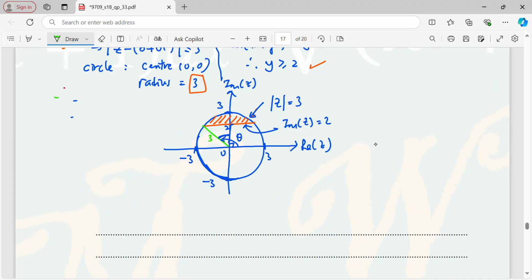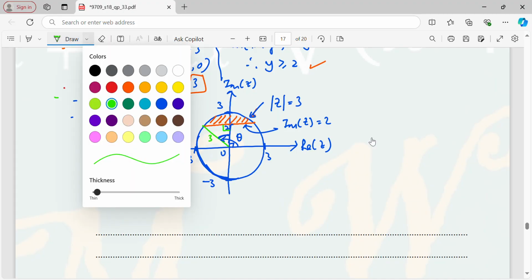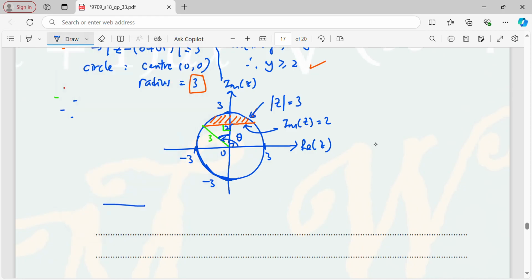So I'm going to draw this triangle. That means here is 3 units, this is 2. And I need to find this angle. So this is opposite side, this is adjacent, and here is the hypotenuse. Since we have the adjacent and hypotenuse, that means I'm going to use the cos, right?